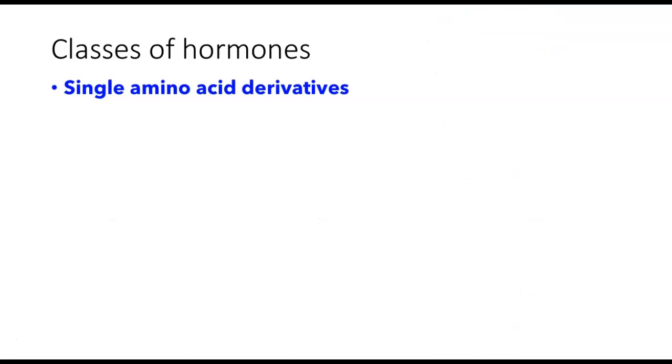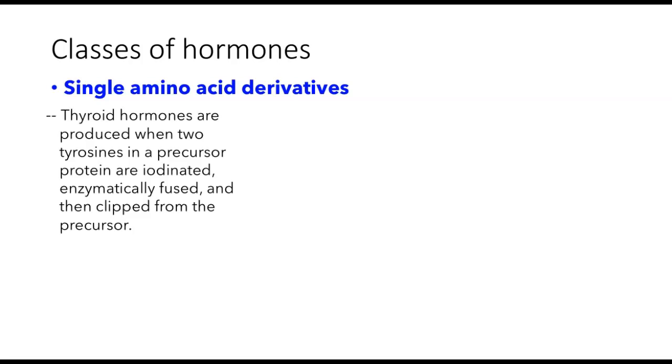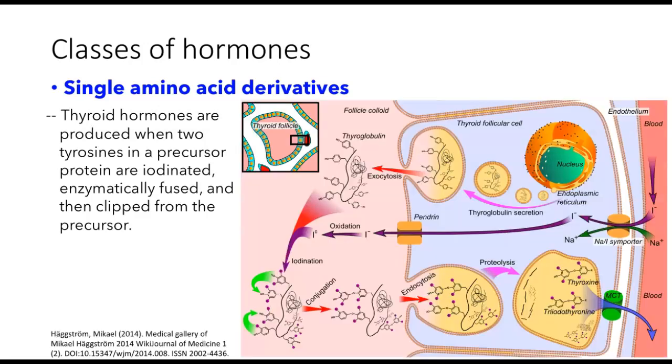The other hormone that gets included in this class of hormones is thyroid hormone. Now, thyroid hormone is really pretty different from the other amino acid derivatives. Thyroid hormones are produced when 2 tyrosines in a precursor molecule are iodinated, enzymatically fused, and then clipped from the precursor molecule. Now that's a mouthful, so I'm going to try and explain it to you using this relatively complicated cartoon. Thyroid hormone is produced in the thyroid gland, and so thyroid cells here are shown in purple, and what I want you to notice is that those cells are producing a protein called thyroglobulin.